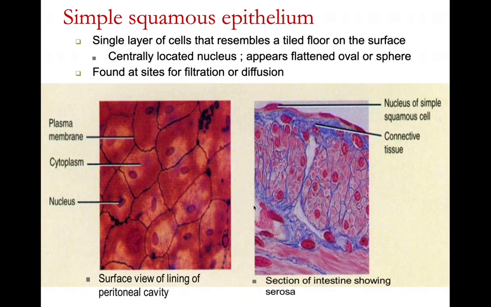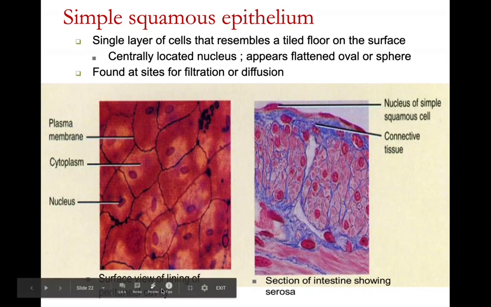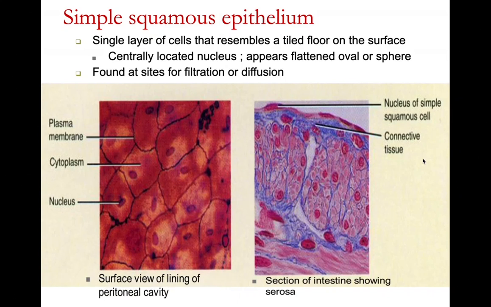So here again, you've got the simple squamous looking like the floor tiles. The nucleus is usually centrally located. They look like they're flattened ovals or spheres. So you see them at places doing a lot of filtration or diffusion. So this one here on the left is the peritoneal cavity. The other one is the serosa of the intestine.